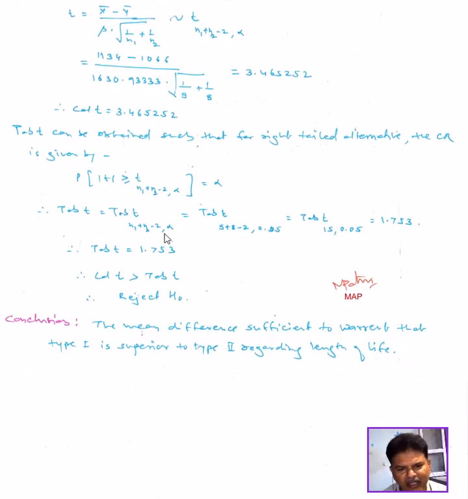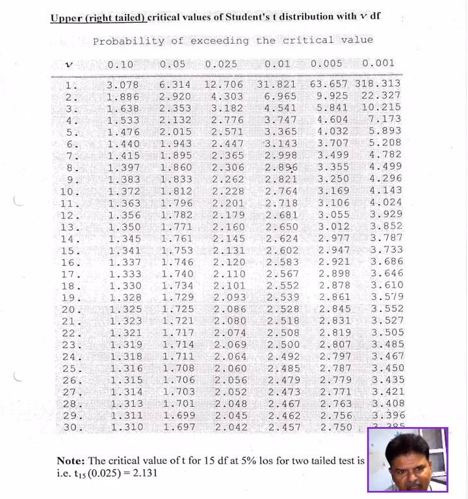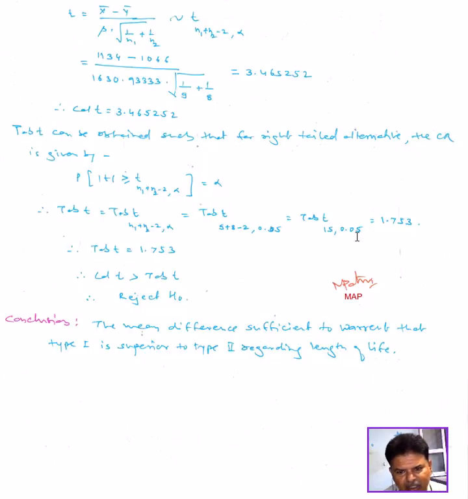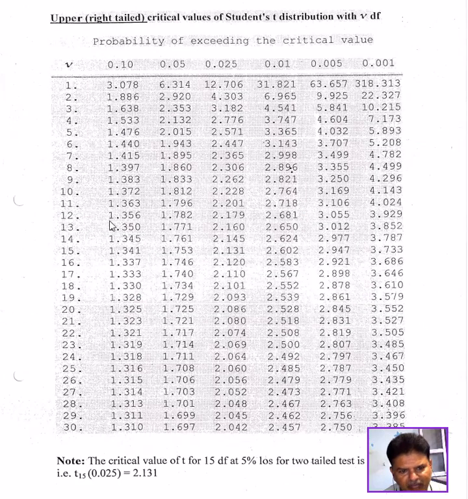Table T can be obtained. See, my level of significance is 0.05, and the degrees of freedom in this case is n1 plus n2 minus 2. So n1 is 9 plus 8 minus 2, so this is 15 and 0.05. If you look at this table, the level of significance in this case is 0.05, and the degrees of freedom is 15.